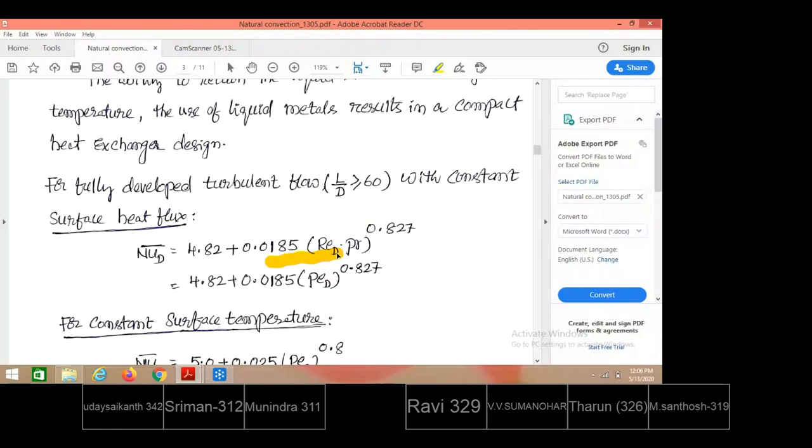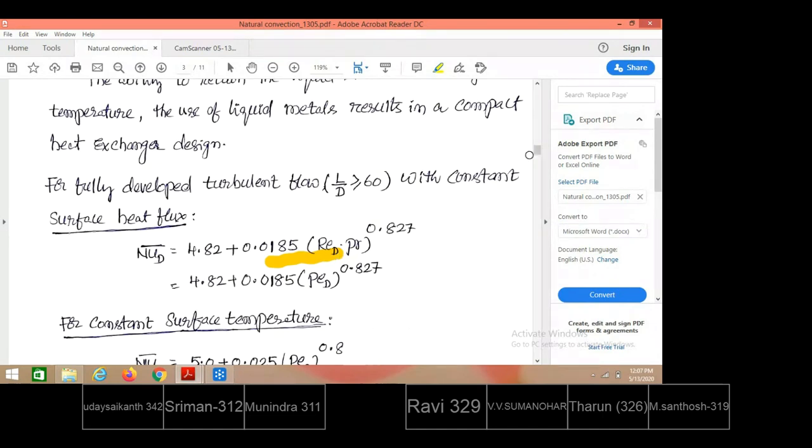After estimating Nusselt number, equating it to hd by k, we will calculate the average heat transfer coefficient. After getting the heat transfer coefficient, the convective heat transfer rate is estimated as hA into delta T. What does delta T mean? That is surface temperature minus bulk mean temperature for internal flows. Bulk mean temperature means the average of the entering fluid temperature plus the leaving fluid temperature, Ti plus To by 2, that is the bulk mean temperature.